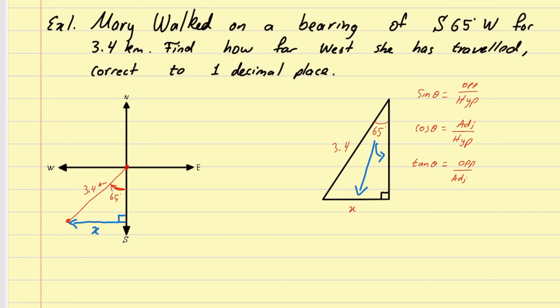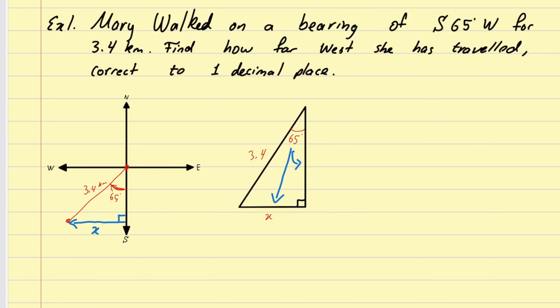Now, don't get confused with the adjacent side and the hypotenuse. Remember, the hypotenuse we said was always fixed. So that will never change. So that's the way you can kind of think about it to not get confused between adjacent side and the hypotenuse side. Okay, now let's figure out which ratio to use.